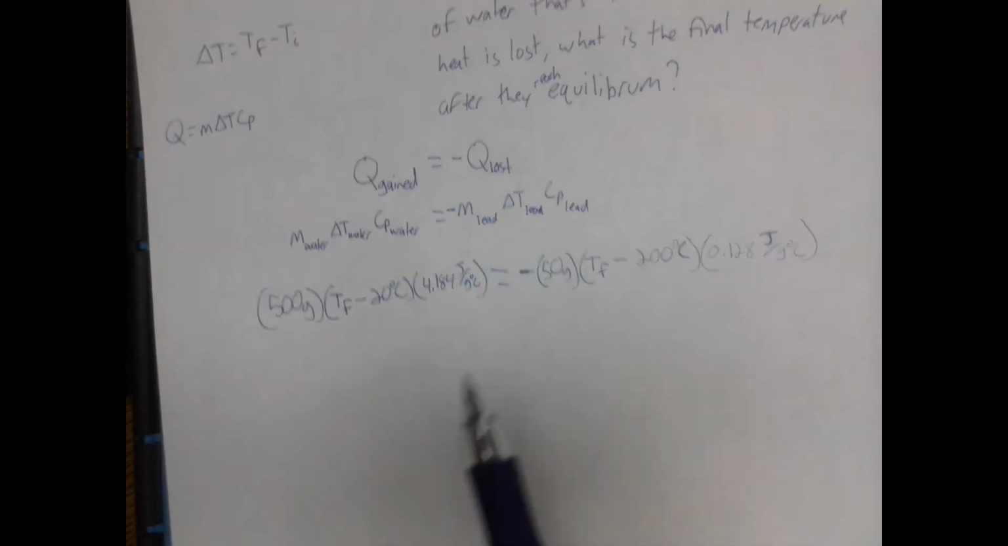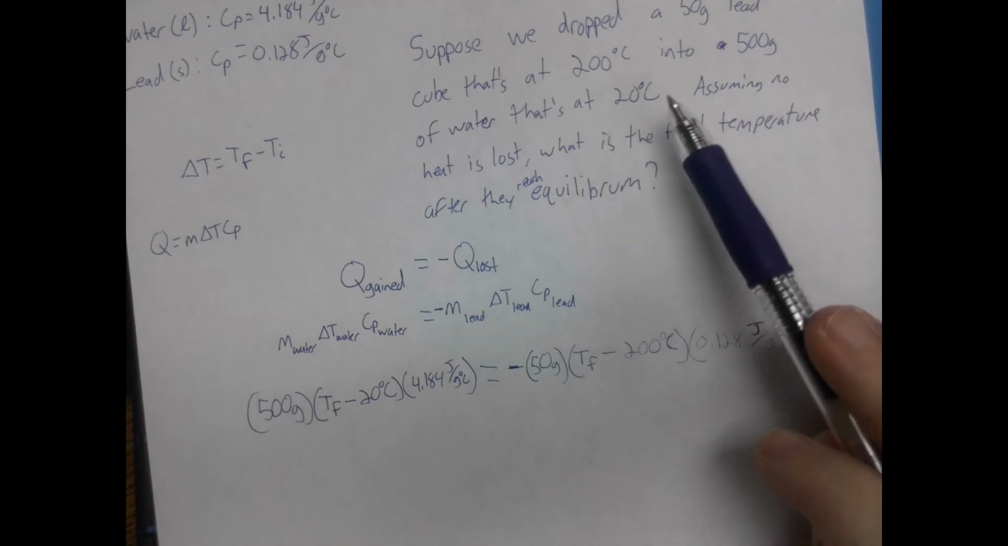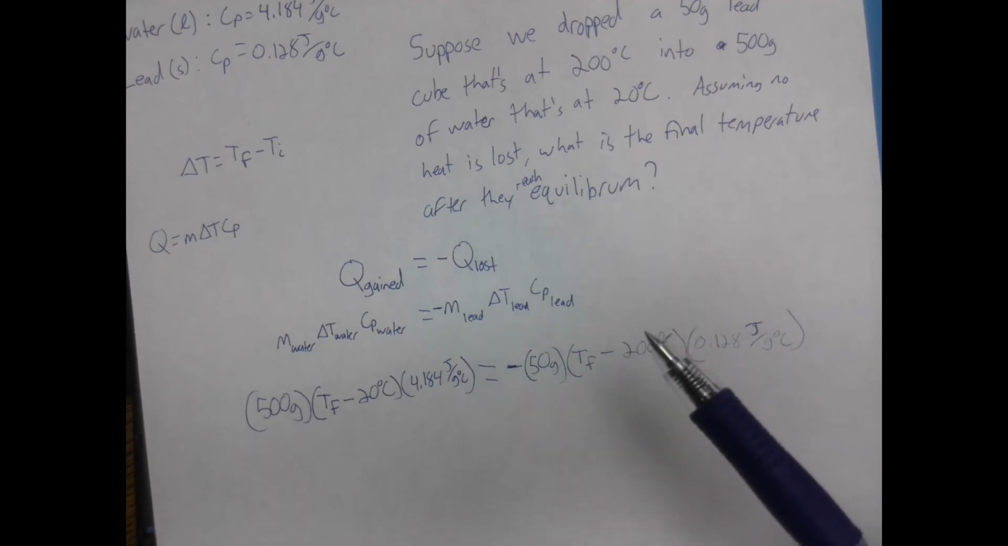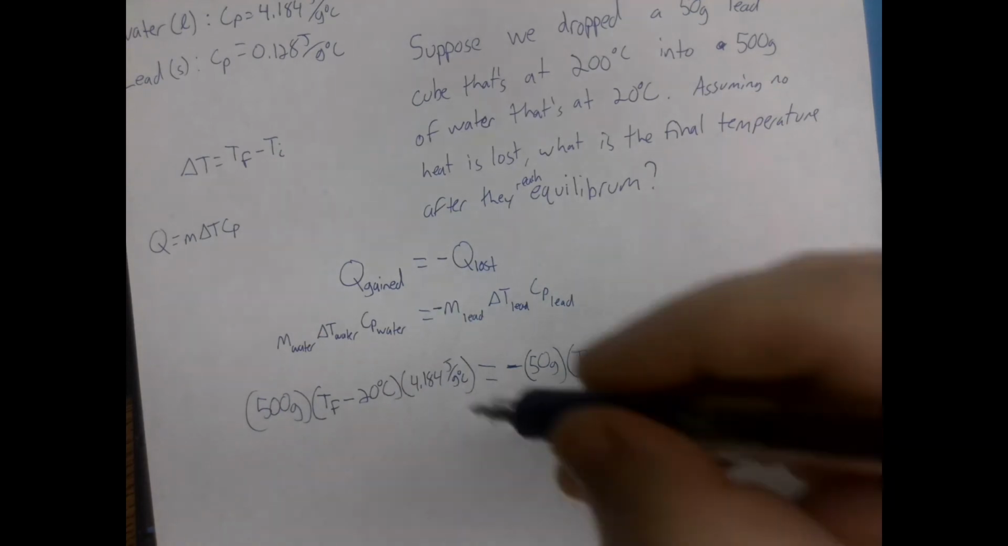By the way, what would y'all guess the final temperature would be? If we took 200 degrees Celsius cube, let's say 50 grams, and drop it into water, what would y'all think the final temperature would be? The water started out at 20 degrees. What'd you say? No. So the heat gained by the water will be equal to the heat lost. So some of the heat is going to be transferred into it.